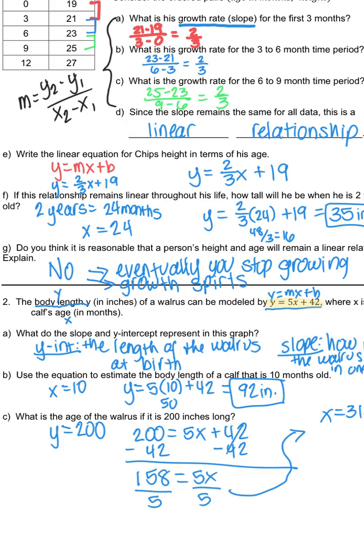Again, it says, what is the age of the walrus? Well, I'm supposed to write 31.6 and I wrote 0.5. So let's put 31.6. And so what age? Well, we know this walrus is anywhere between 31 to 32 months of age. So let's go ahead and put that.